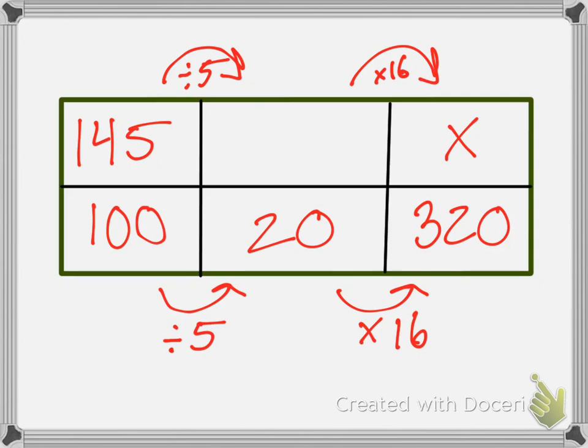So what is 145 divided by 5? We get 29. Now we got to multiply. And we multiply 29 times 16. Everybody did it on their paper. And we get 464. So let's look back.